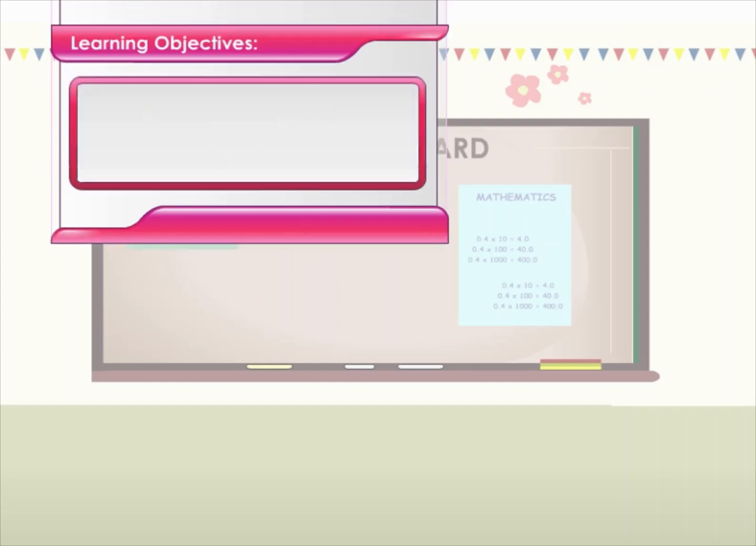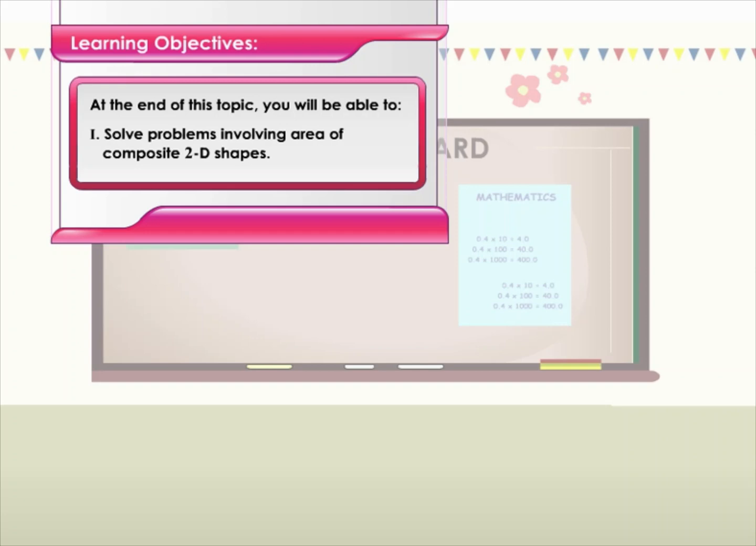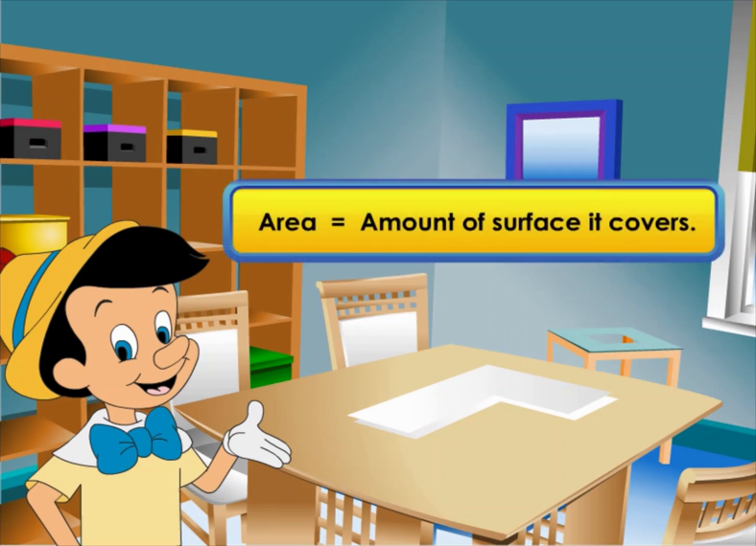Learning objectives. At the end of this topic, you will be able to solve problems involving areas of composite 2D shapes. Children, do you remember what area is? Yes, the area of a shape is the amount of surface it covers. It is measured in square units.